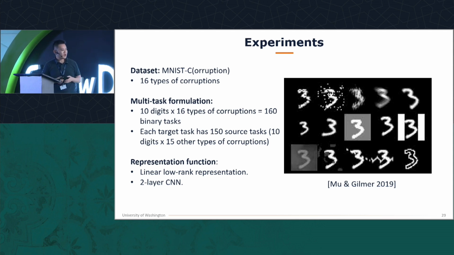Here, we consider two kinds of representation function. One is the linear low-rank representation, which is basically subspace learning. The other is a two-layer neural network for this image data.